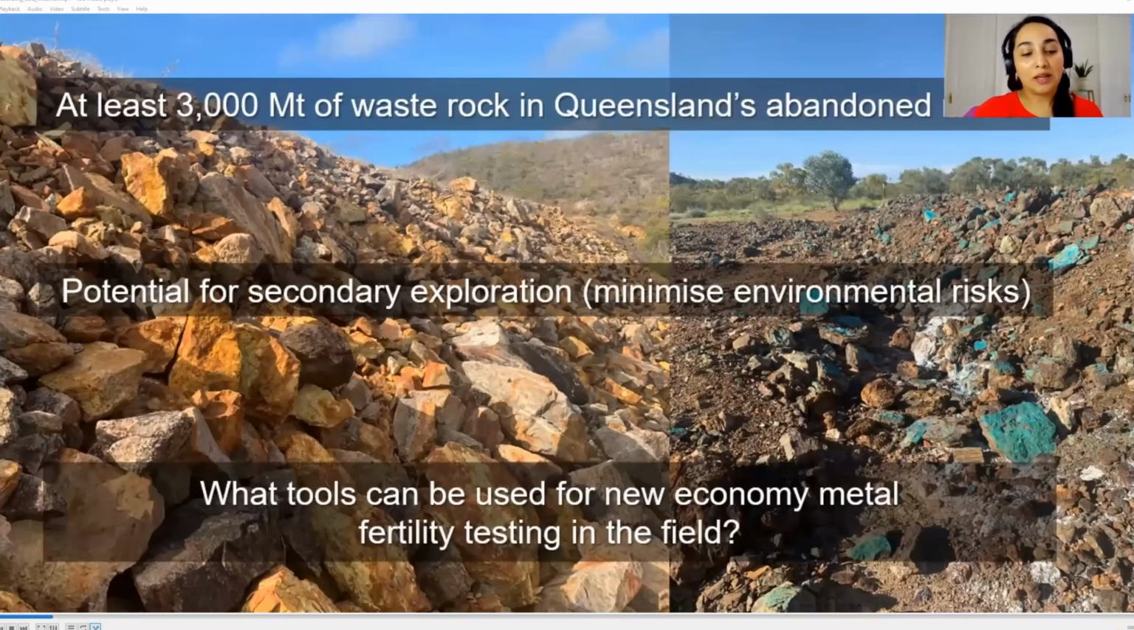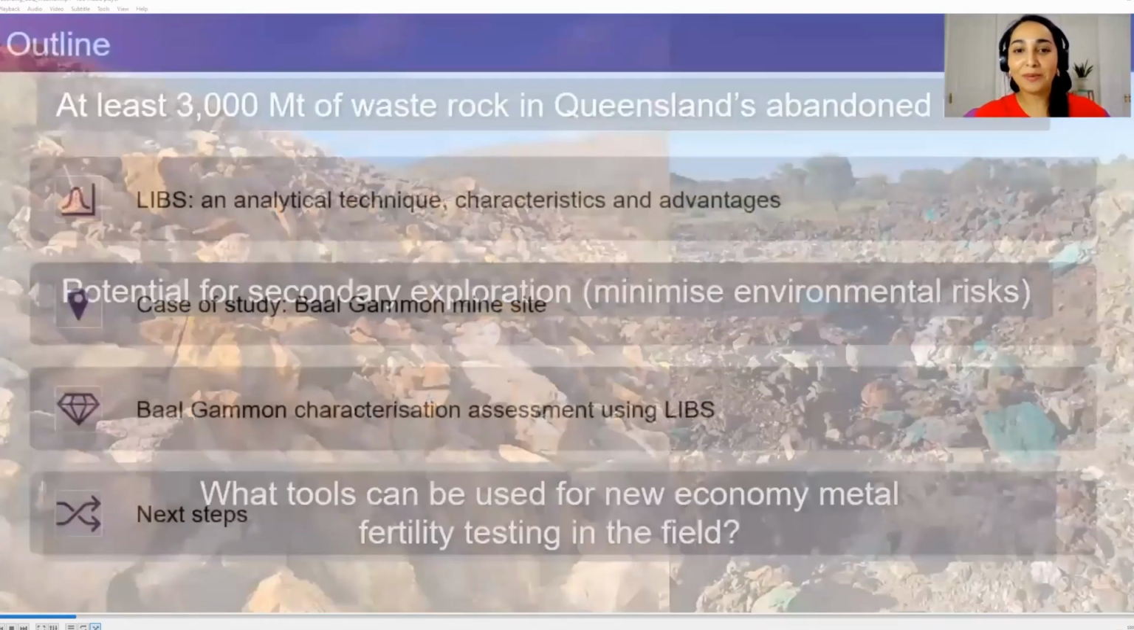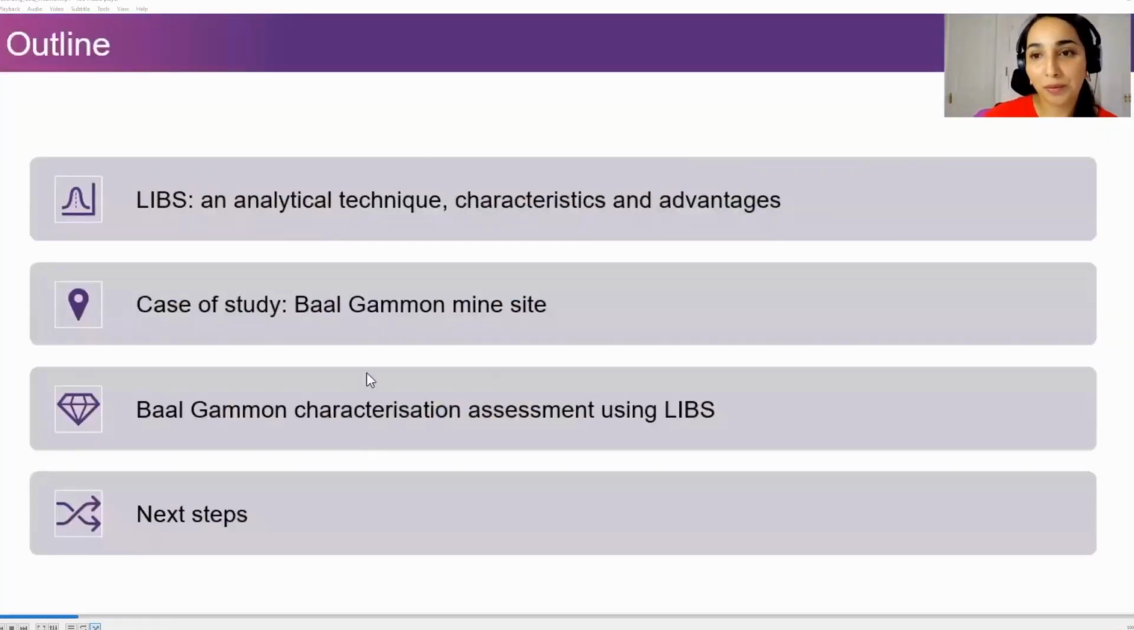So undoubtedly, recognizing and understanding what kind of tool can be used for new economy metal fertility testing in the field, and what kind of tool has fewer drawbacks for measuring the critical metals under research, due to high demand, for example cobalt or indium, is becoming essential. So today I'm going to talk about LIBS and handheld techniques, and specifically a preliminary result for indium, a critical metal. The outline will be split in four topics.